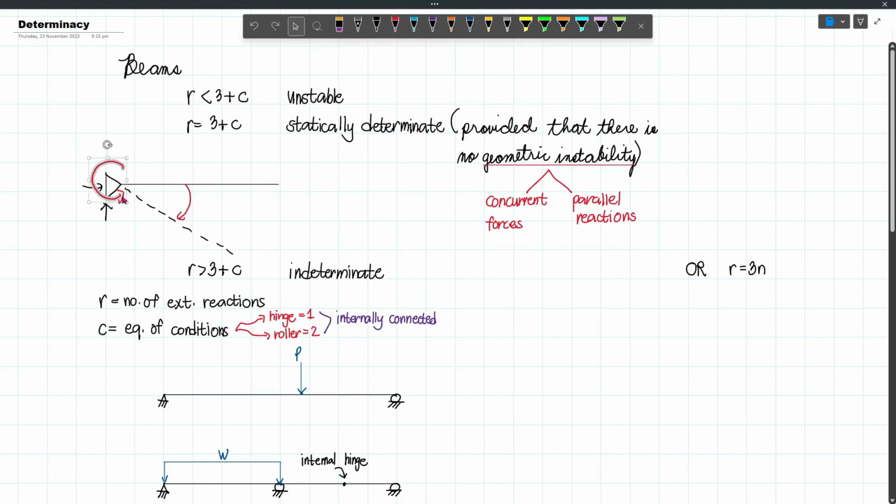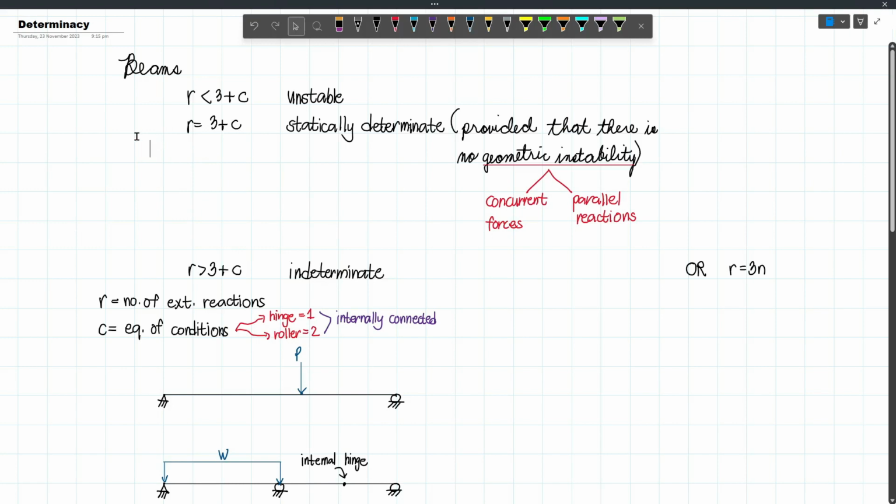Again, our R here is how many? Two reactions. And our 3 plus C, we have no C because there is no internal roller or internal hinge, so it is 3 plus 0. However, 2 is less than 3, so it is unstable. That is the basic concept.